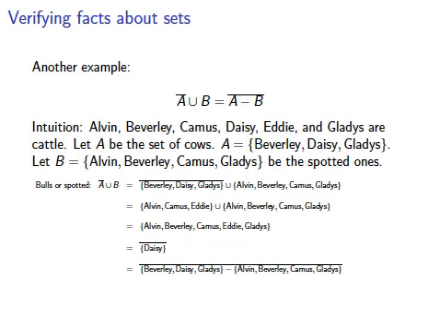And while we would never come up with this immediately on our own, we can still check and note that the set containing only Daisy happens to be the same as the set we would get if we took the set {Beverly, Daisy, Gladys} and subtracted off the set {Alvin, Beverly, Camus, Gladys}. And we care about that because those two sets are the cows minus the spotted ones. We interpret the final answer as the complement of cows minus the spotted, or all but the non-spotted cows.